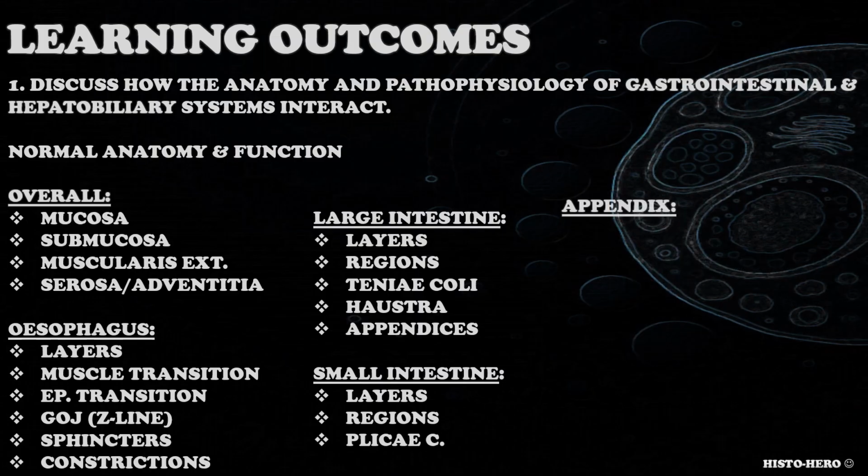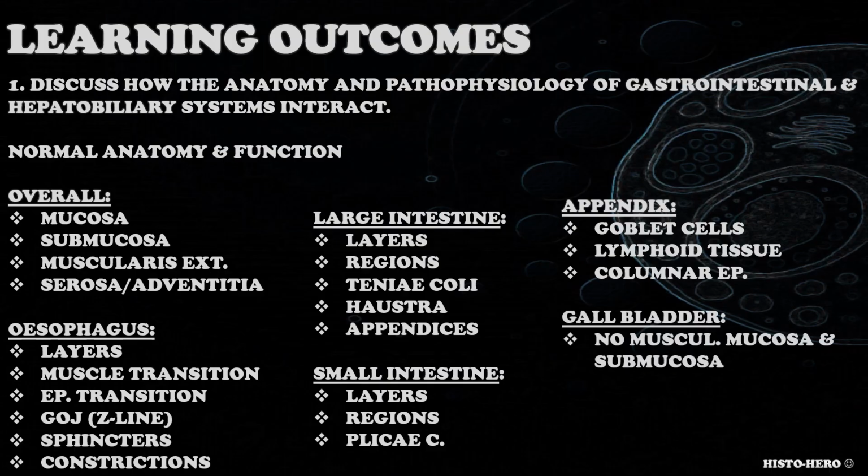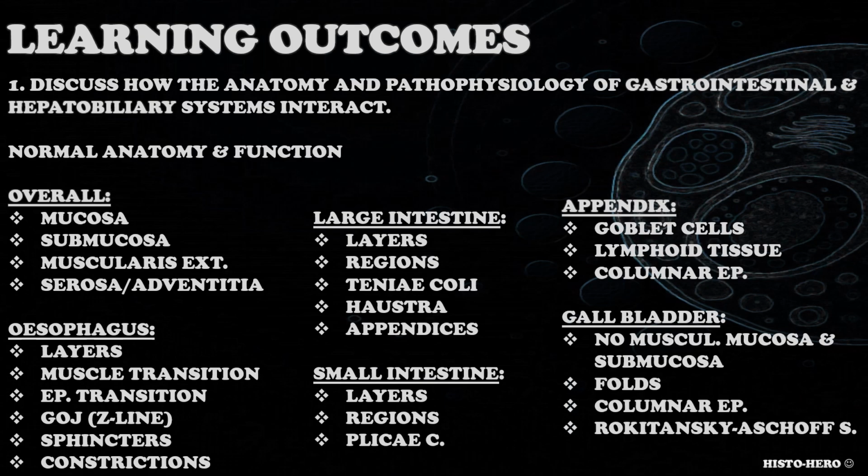Appendix, abundant goblet cells, lymphoid tissue in lamina propria and submucosa, simple columnar epithelium. Gallbladder, lack of muscularis mucosa and submucosa, mucosa and prominent folds, simple columnar epithelium, Rokitansky-Aschoff sinuses.